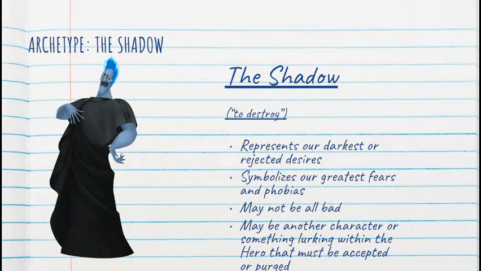A hero might have a tragic flaw. They might also have an internal conflict that they're struggling with, a negative trait that they're working to overcome, and that can be represented with the Shadow.